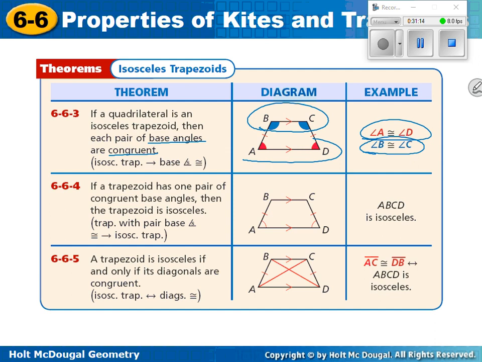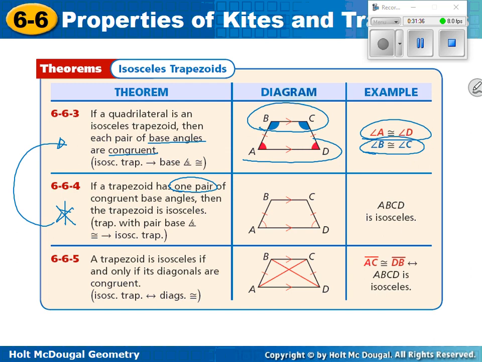Any questions so far? This is just the converse of this. It says you can prove it's an isosceles trapezoid if it has congruent base angles. It's actually going to say that you only need one pair of congruent base angles to prove it's an isosceles trapezoid. Okay, but it's just the converse of that.